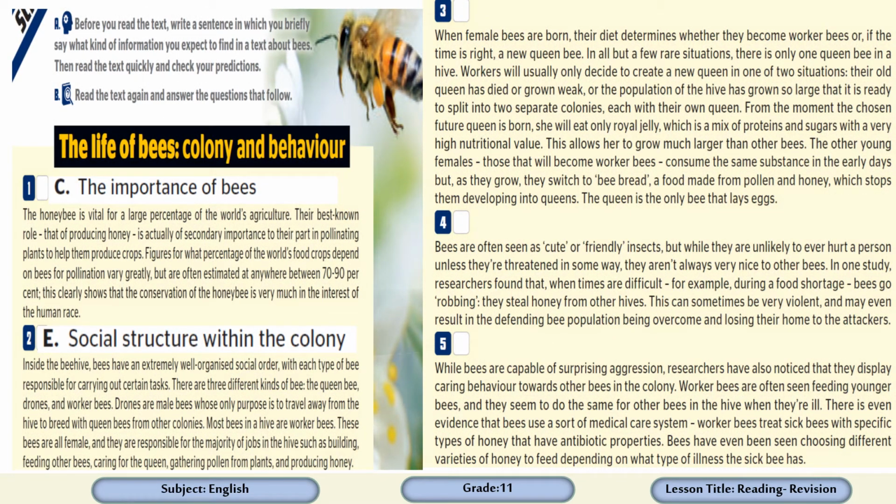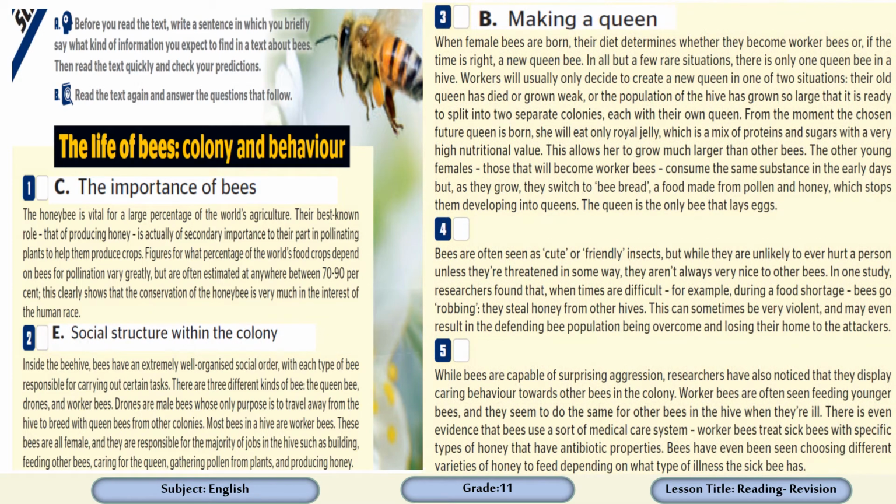Paragraph 3 now. What can be the right heading? Yes, excellent. Making a new queen, and here new queen, and create a new queen are hints for the answer. Paragraph 4. Yes, excellent. It's aggression in bees, and the hints can be here robbing and very violent.